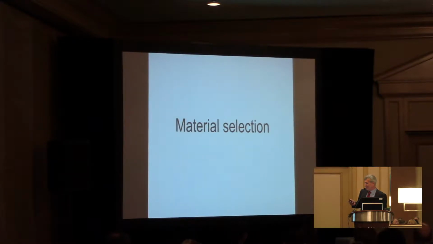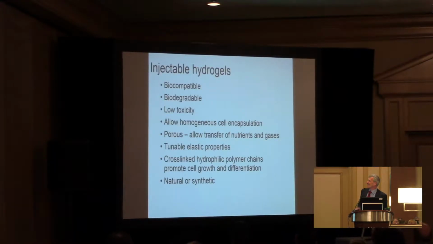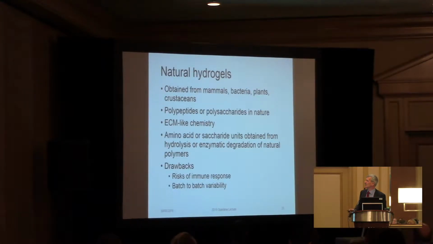Now, to talk about material selection, injectable hydrogels are biocompatible, biodegradable, and so they have very low toxicity, and they're very porous, which helps the transfer of nutrients and gases. They allow cell encapsulation, so it's easy to encapsulate cells in the gel before injection. And they can be cross-linked in a number of different ways. And you always have an option of going with natural or synthetic materials.